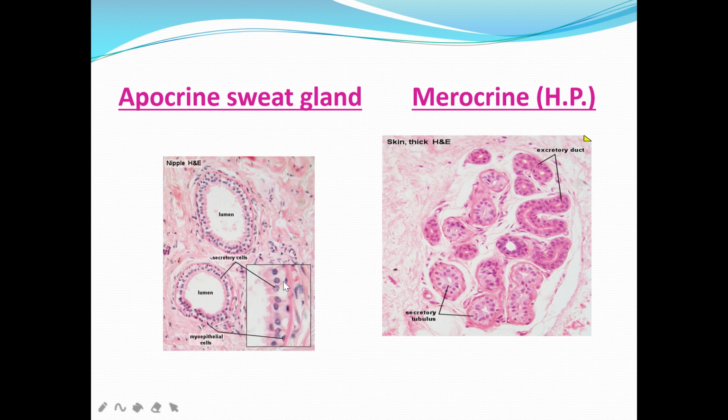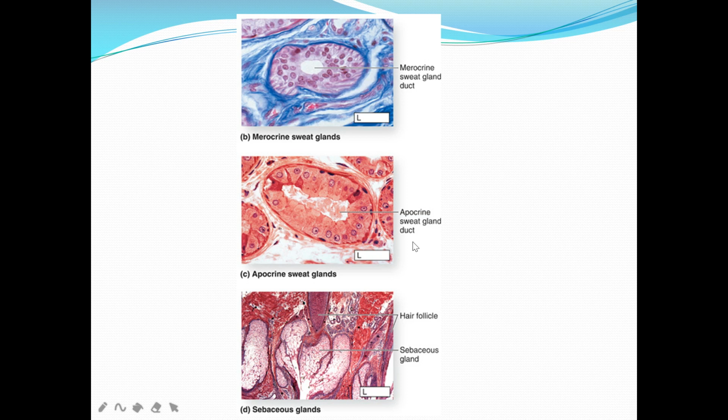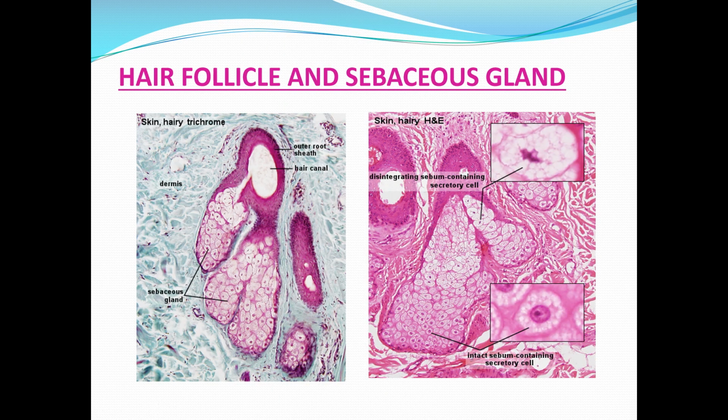See, this is the apocrine sweat gland and the merocrine sweat gland. Apocrine sweat glands we have seen. Now, the sebaceous gland.